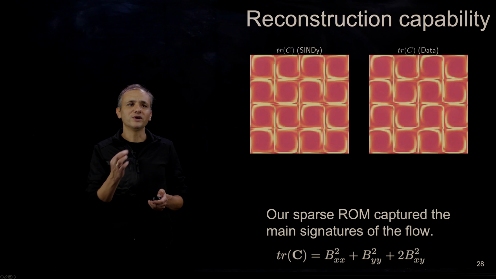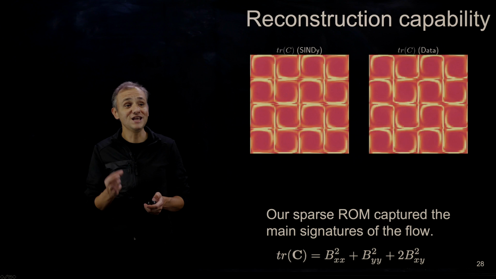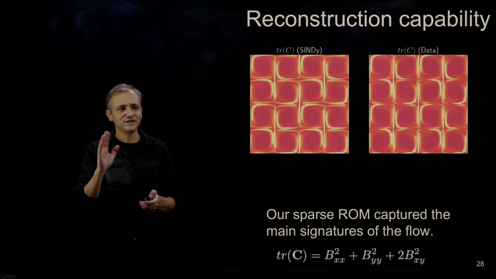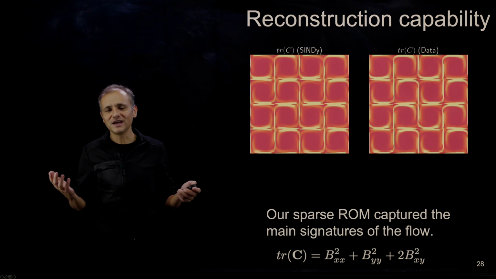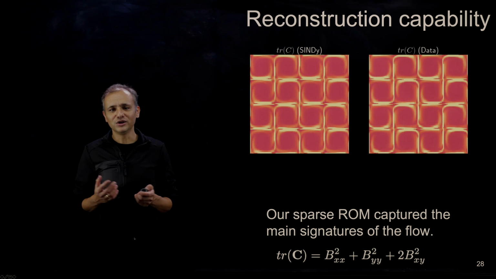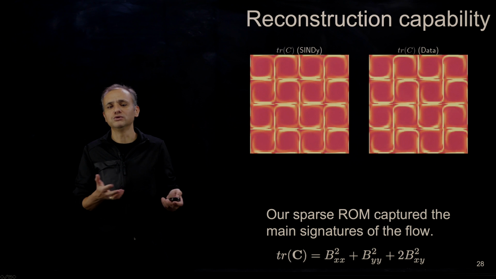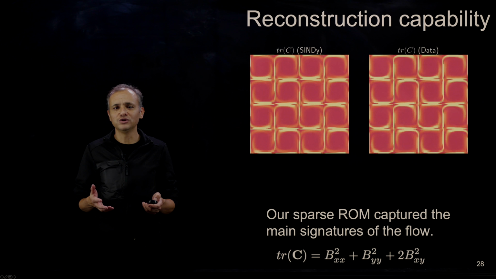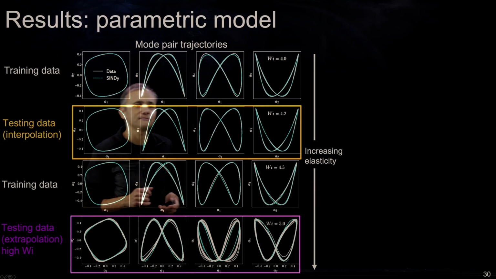If you look at the reconstruction as a function of time, for example, in this case, we plot the trace of the conformation tensor. You have the SINDy response of the reduced order model, and the data. You can see a good agreement. In other words, we can capture the main signatures of the flow using a very reduced order model, a sparse reduced order model. And then we can gain in CPU time, because solving a reduced order model is very simple compared with a full simulation.